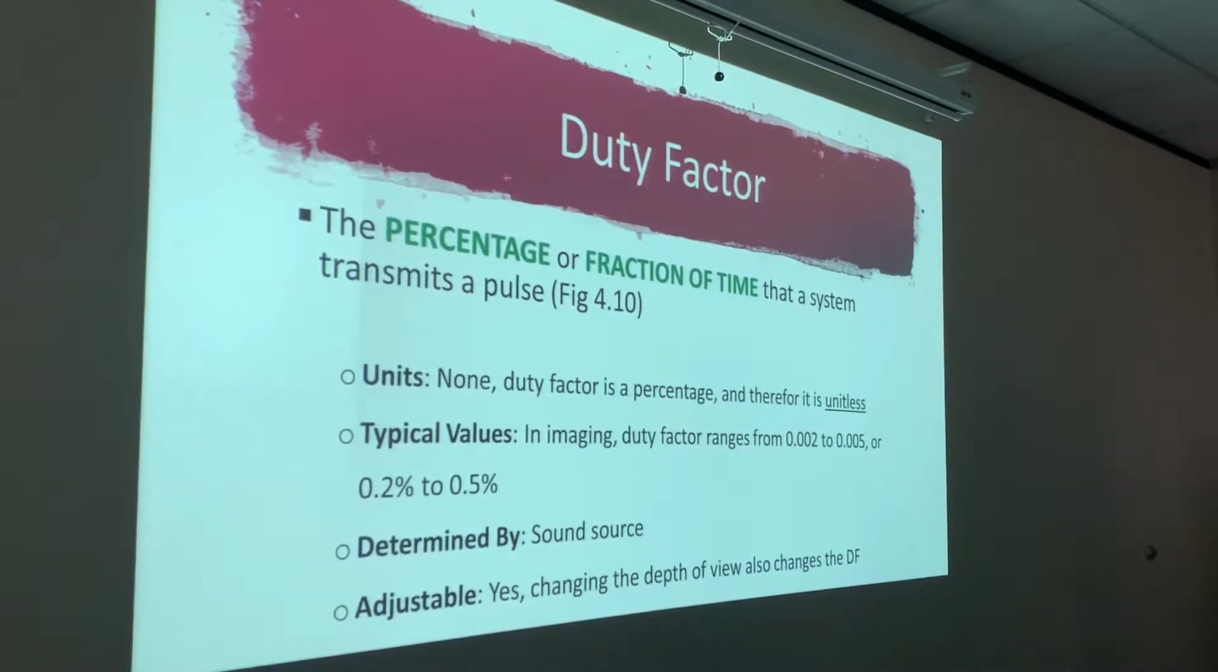Sweet. All right, let's talk about the duty factor, guys. That's the percentage or the fraction of time that the system transmits a pulse. Okay? When we're talking about duty factor, it has no units. Because we're going to use percentage, which we already learned in chapter 1. That's unitless, right? So, duty factor, no units. It's unitless.